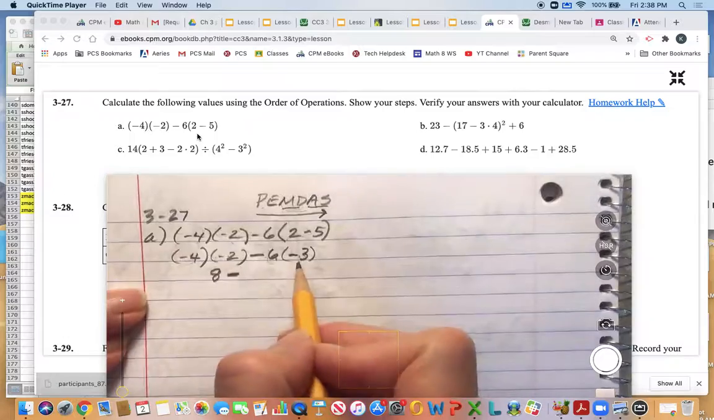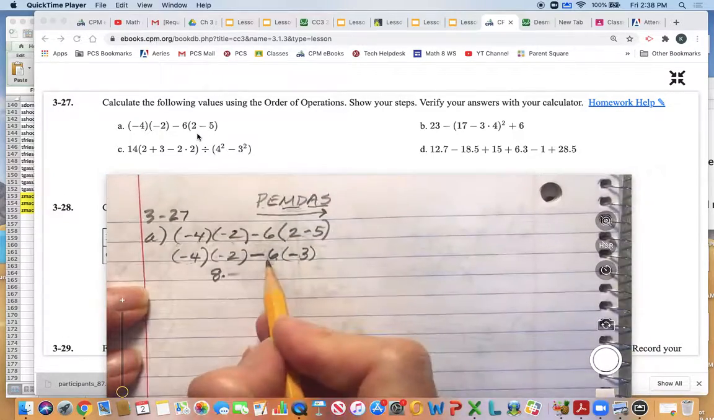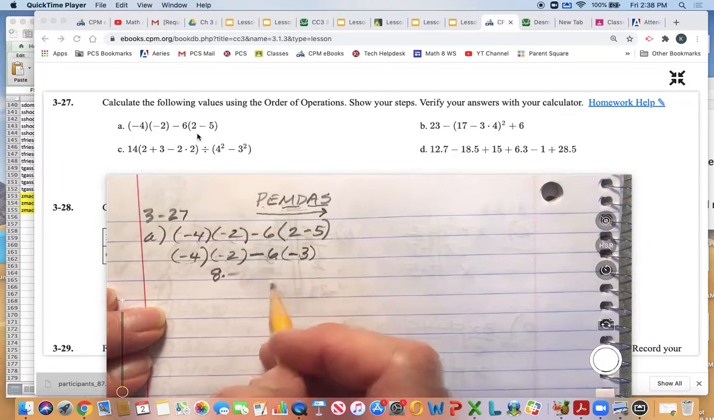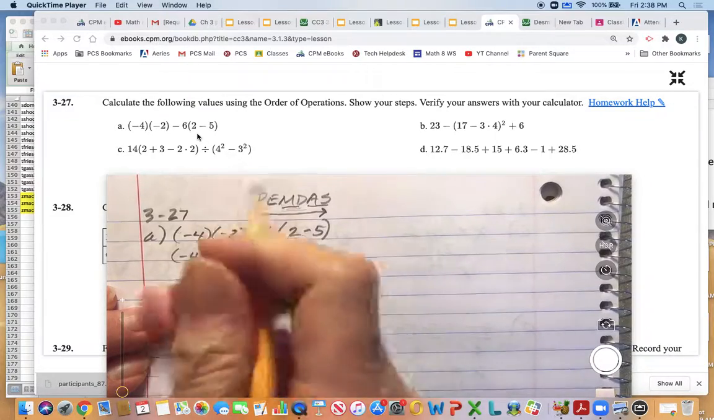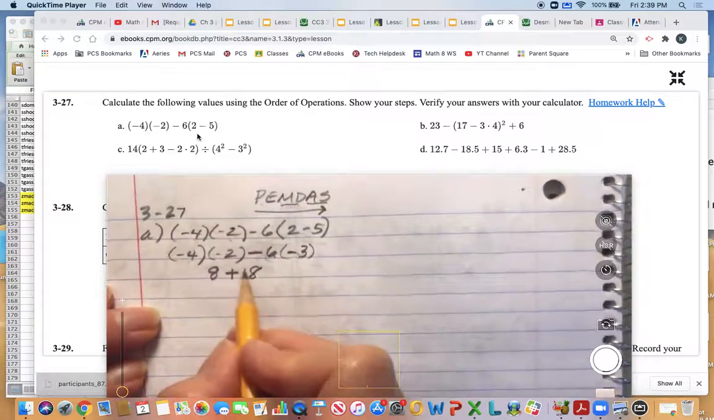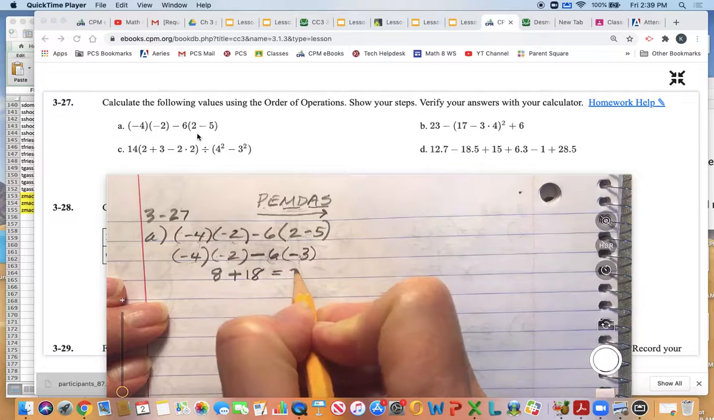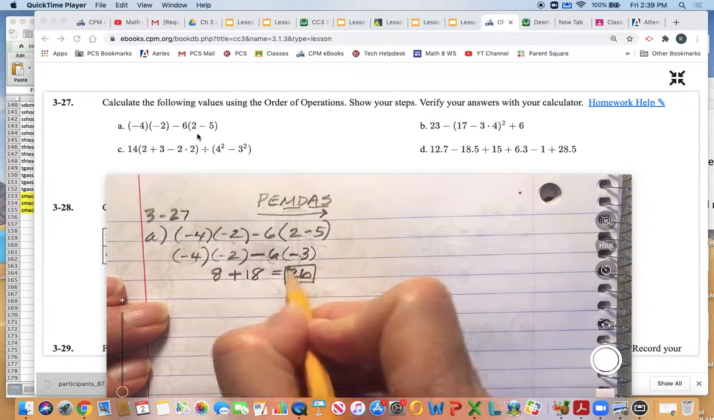Well, we could do it that way, or we could just pretend that we've got -6 times -3. That's going to be simpler. -6 times -3 is 18, so that's a +18 because a negative times a negative is a positive. And so now we're done. We've got 8 plus 18, and that is 26. So that's the answer to that one.